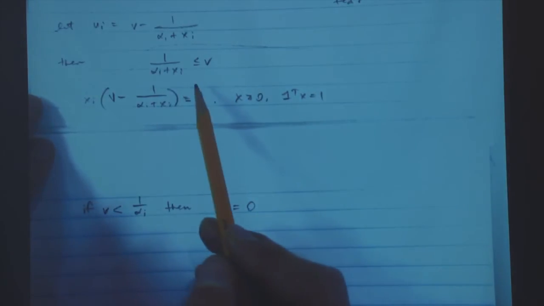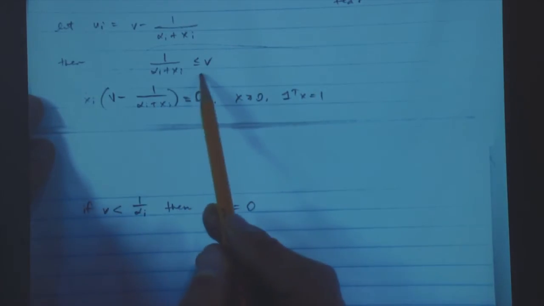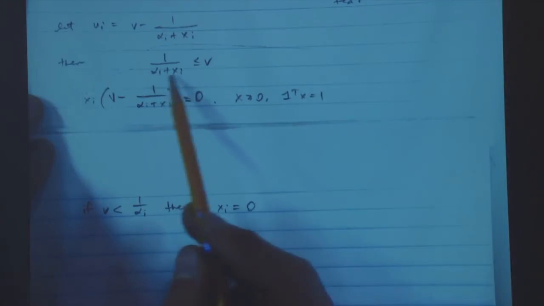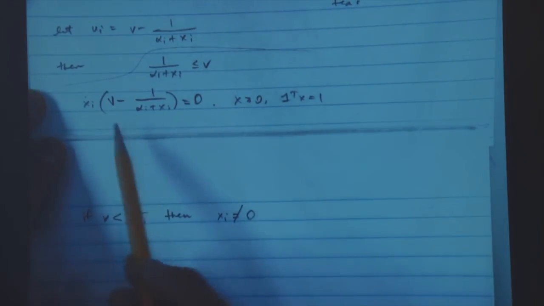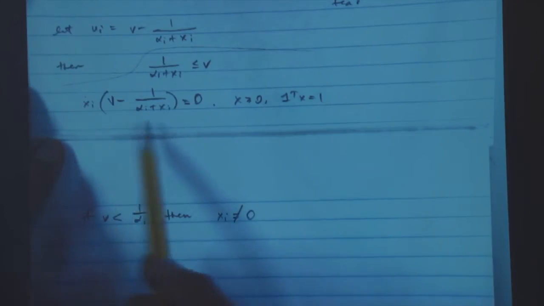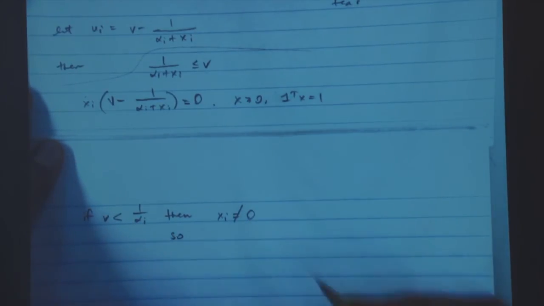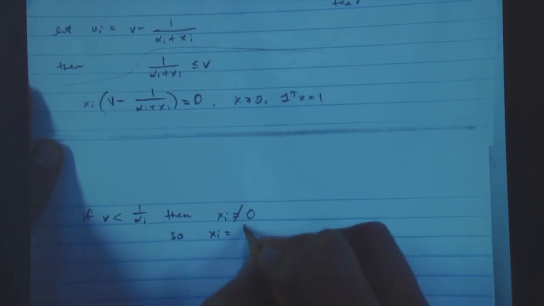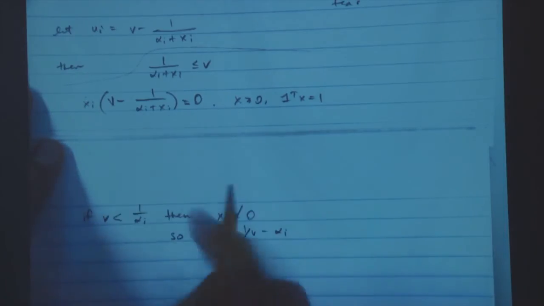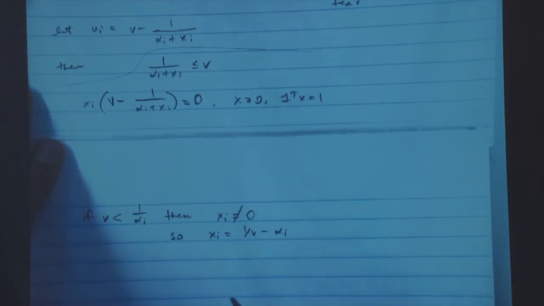Well, first of all, that's not going to work, right? Because this is telling us that if x_i were 0, we have to have v bigger than or equal to 1 over alpha_i, and we are assuming in this case that it's less than 1 over alpha_i, so it can't be equal to 0, because it would violate the transformed stationarity condition. And if x_i is not equal to 0, then by complementary slackness, this term has to be equal to 0, because their product has to be 0. So solving for x_i, we have to have x_i equal to 1 over v minus alpha_i. That just comes from solving v equals 1 over alpha_i plus x_i.